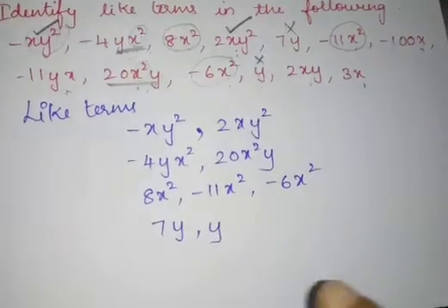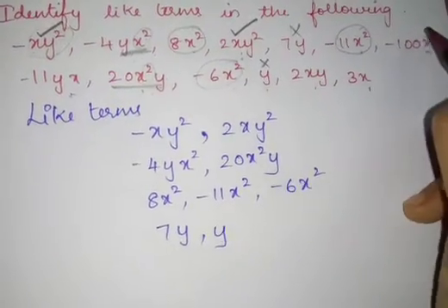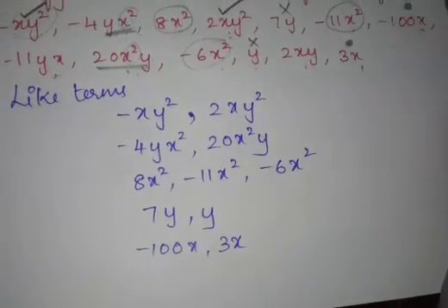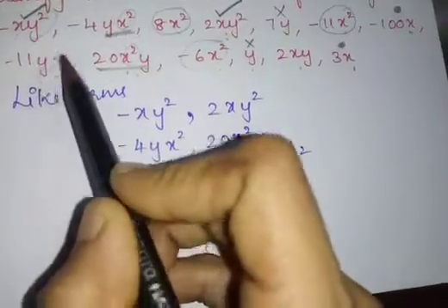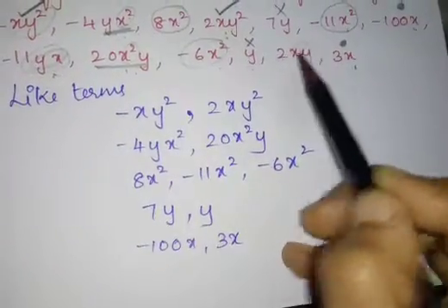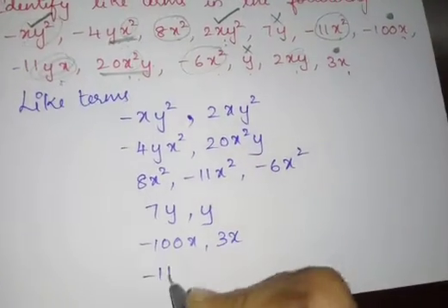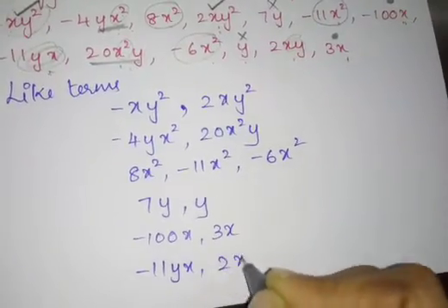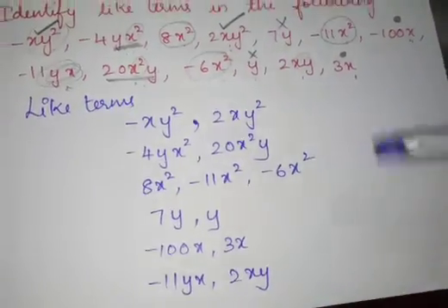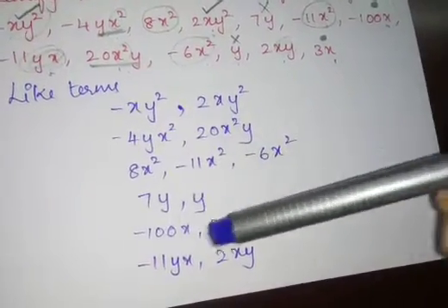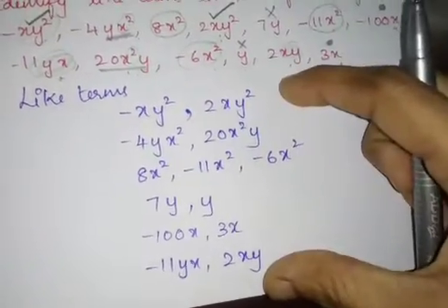7y comma y. Next, x we will do. Okay, this x, here is one x. That's all. So minus 100x comma 3x. Next, what is remaining, children? yx is remaining. Yes, here is also yx, or xy. yx and xy both are same. So what we'll write? Minus 11yx comma 2xy. So these are the like terms. These two are like terms, these three are like terms, these two are like terms. So likewise, you should write the like terms.